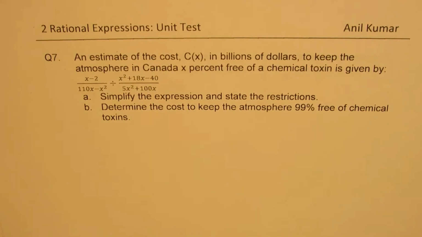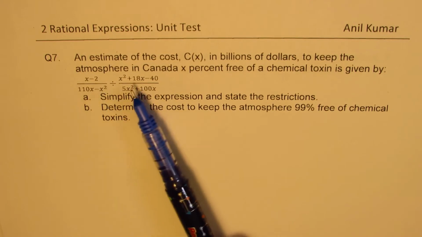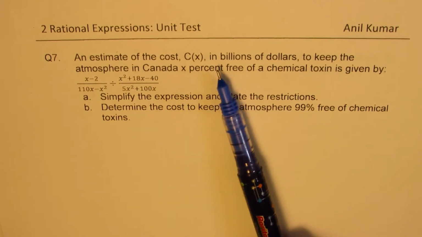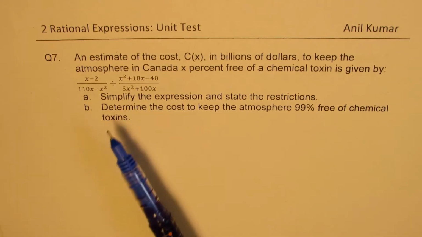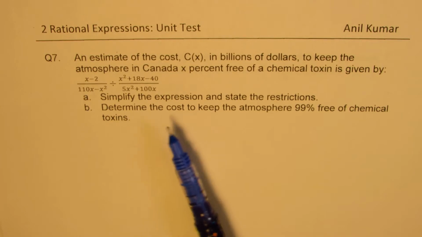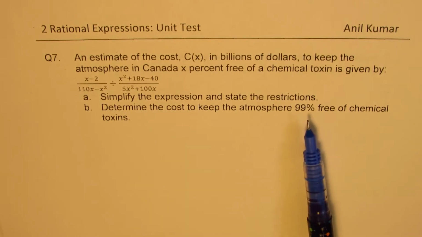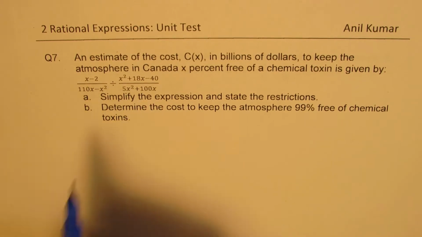Question number 7. An estimate of cost C of x in billions of dollars to keep the atmosphere in Canada x% free of a chemical toxin is given by this. Simplify the expression and state the restrictions. Determine the cost to keep the atmosphere 99% free of chemical toxins. So let's first simplify this expression, right?